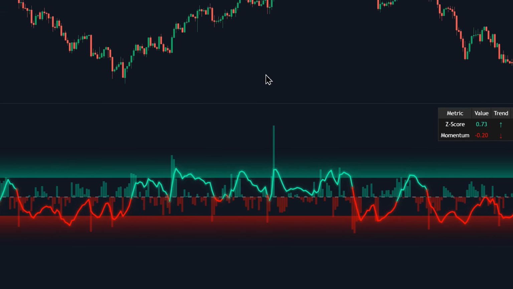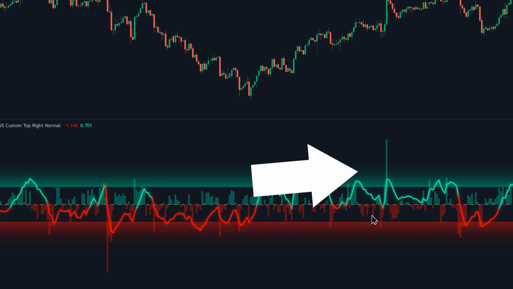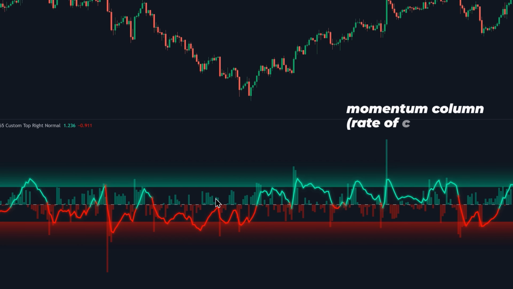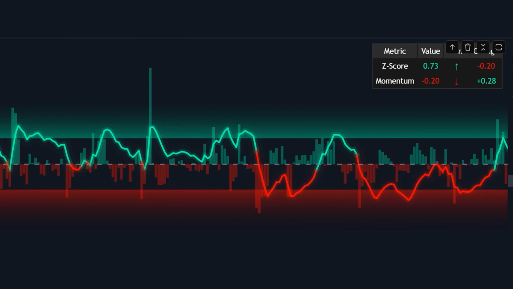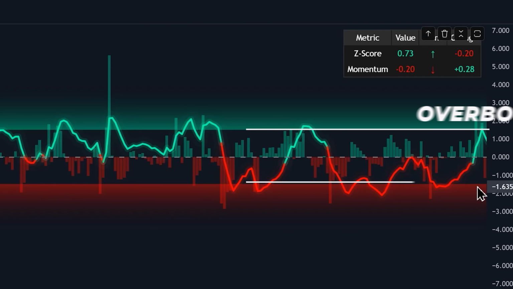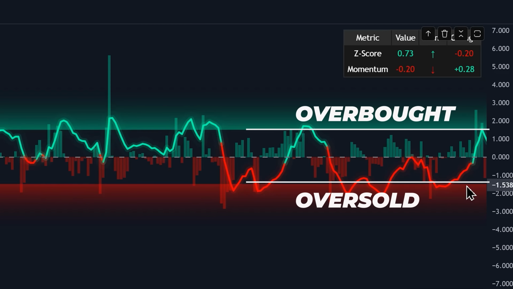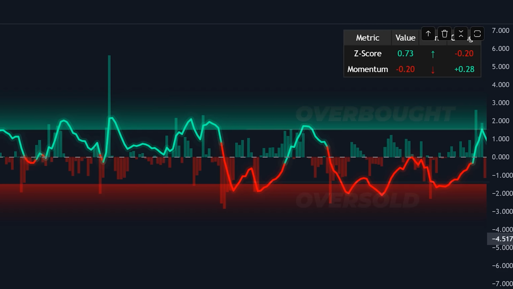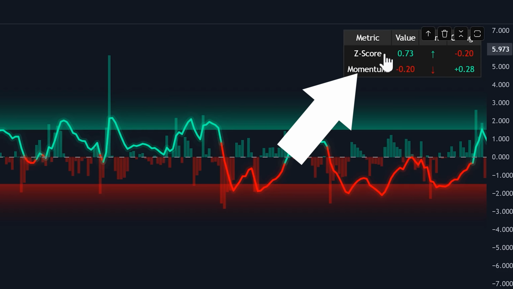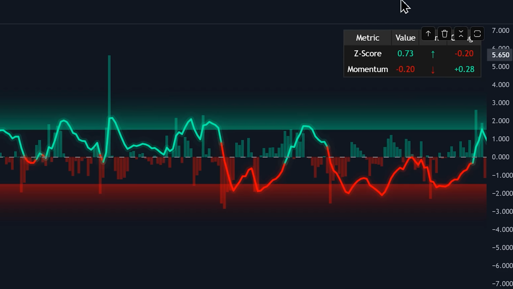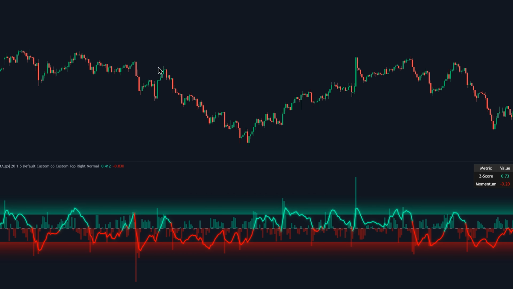Then you'll notice these background columns, which are usually green and red. These are your momentum columns, and they're showing you the rate of change, or the acceleration and deceleration of those Z-score deviations. We'll also see some threshold lines, usually at plus 1.5 and minus 1.5 by default, which help define potentially overbought or oversold zones. And often, there's an info table that gives you the exact numerical values for the Z-score and momentum in real time.